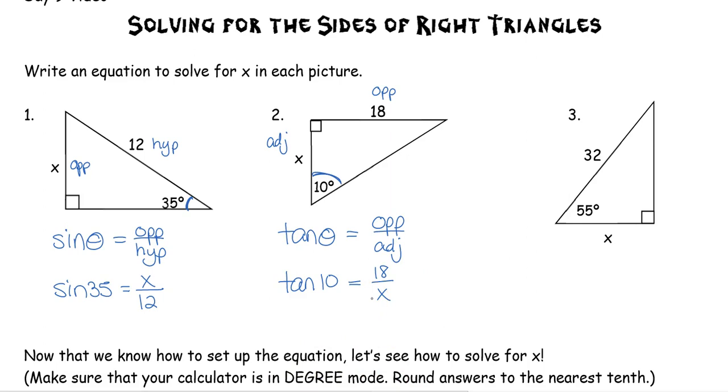And number 3, here's our reference angle of 55. X is the adjacent side. 32 is across from that 90-degree angle, making it the hypotenuse. So we think about which trig function relates adjacent and hypotenuse. That is cosine. Cosine of theta is the adjacent side over the hypotenuse. So in this case, the angle is 55. The adjacent side is x, and the hypotenuse is 32.